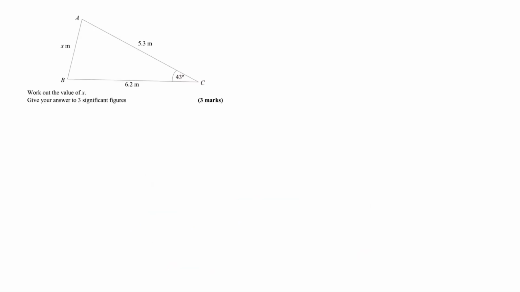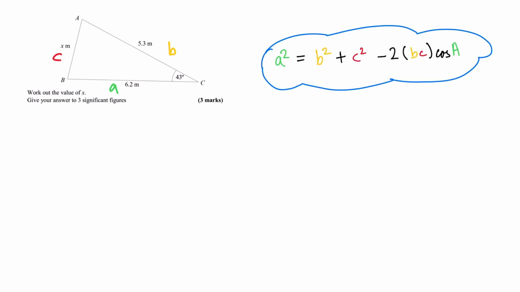So this is a simple question that you could get. The first thing you want to do is just mark on the letters. They've already given us A, B, and C on the corners, so I'm just going to label them accordingly. So I've got here lowercase a, b, and c, and that's our cosine formula there.